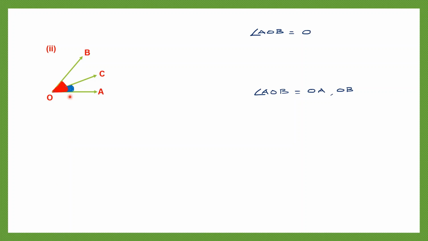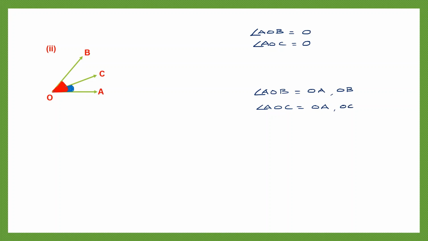That is angle AOC. Now let's find the vertex for angle AOC. The vertex, as you can see, is O. This is AOC and the vertex is O. So let's write it down. Now let's write down the arms for angle AOC. The arms are OA and OC. So let's write that down. OA and OC.